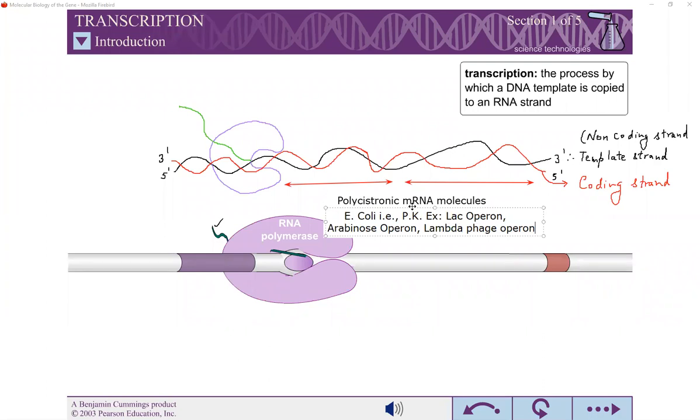Such polycistronic mRNA molecules occur only in the case of prokaryotes. In the case of eukaryotes, the above is not true. In eukaryotes, there is a promoter encoding the formation of a single gene product, which is referred to as monocistronic transcription. So we must move forward now.